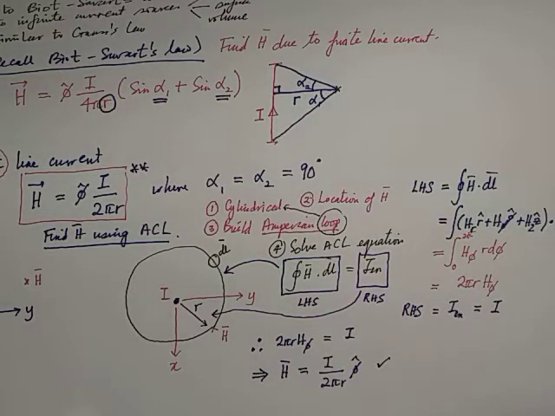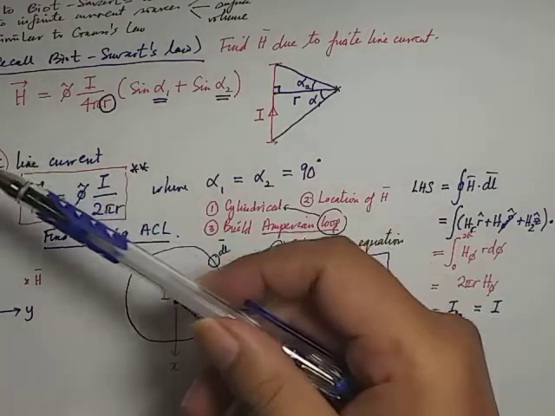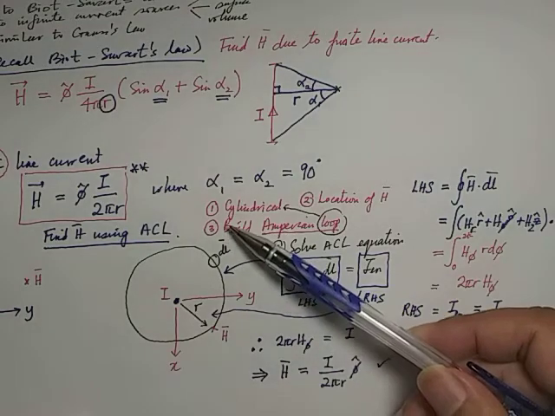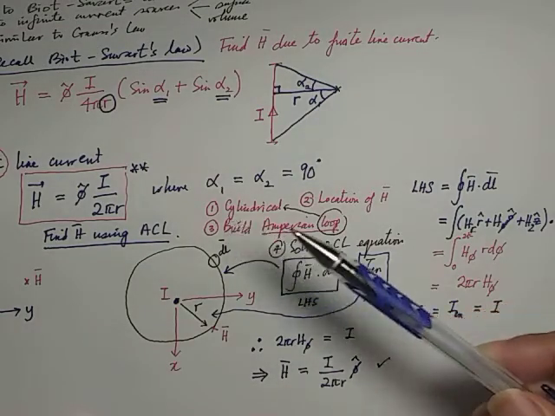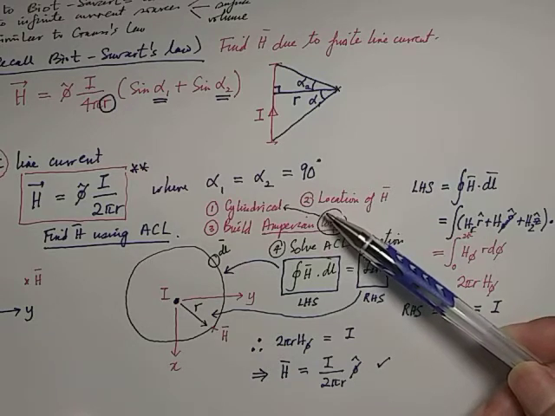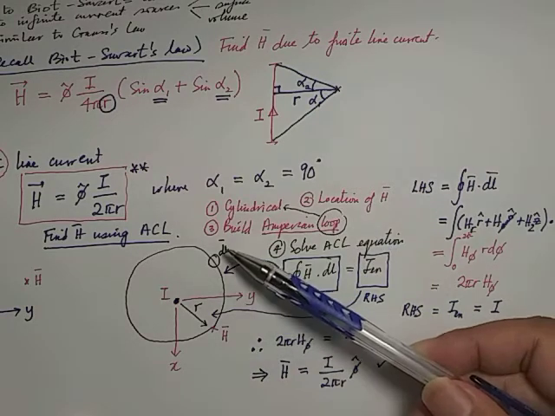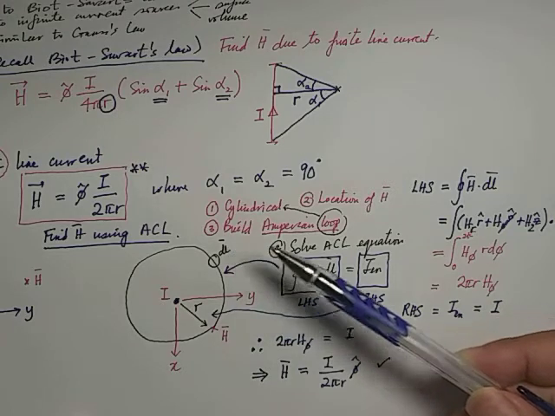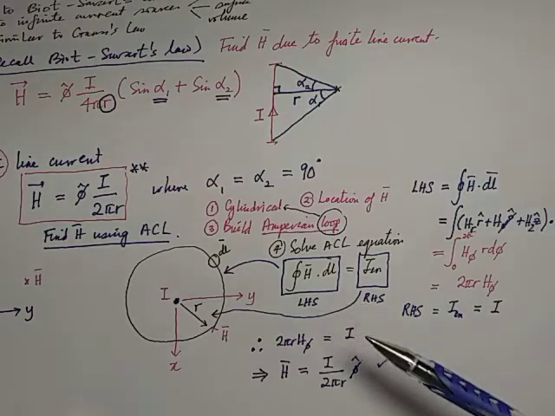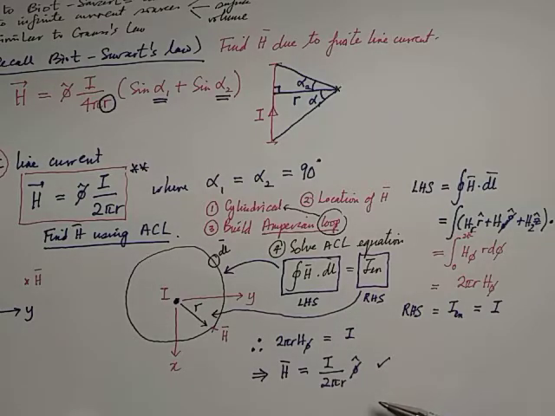So let's recall what we need to do in ACL. Remember the steps are similar to Gauss law, as what we have done in Gauss law. We choose the proper coordinate system. Then we determine the location of the field that we want to determine. Then we build the appropriate sensor. Then we solve the appropriate mathematical equations. And then we get, inshallah, the solutions.